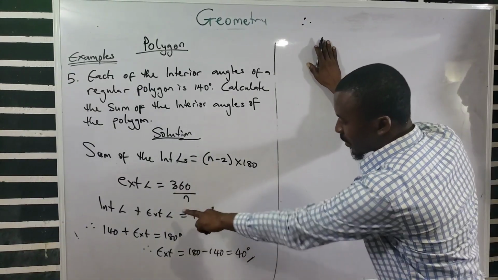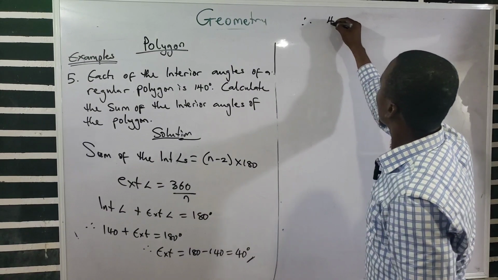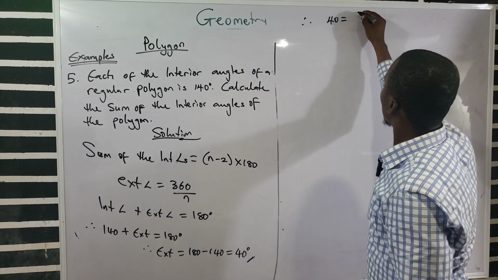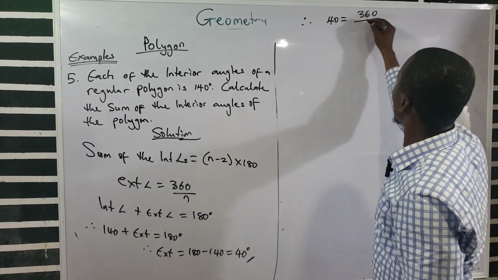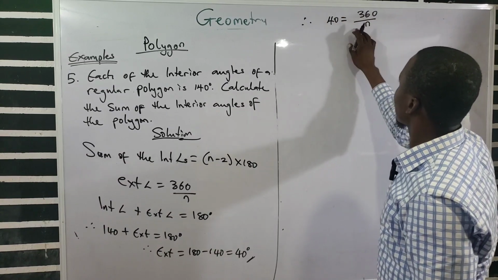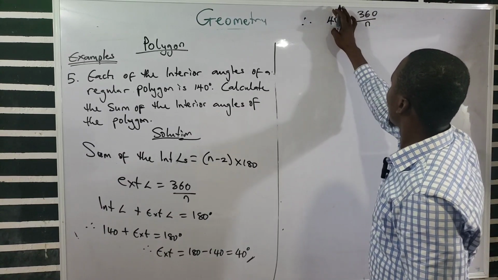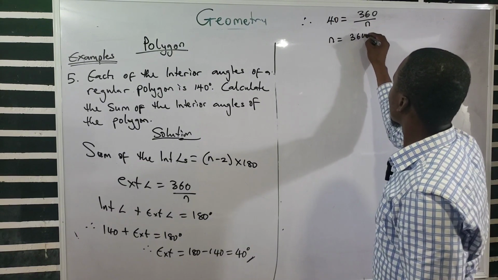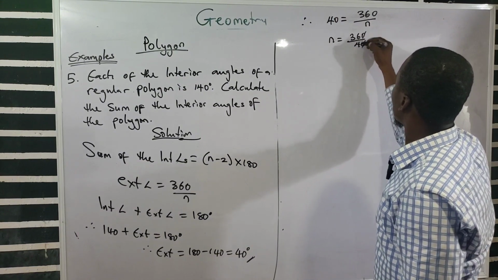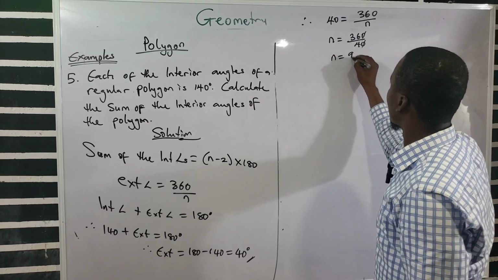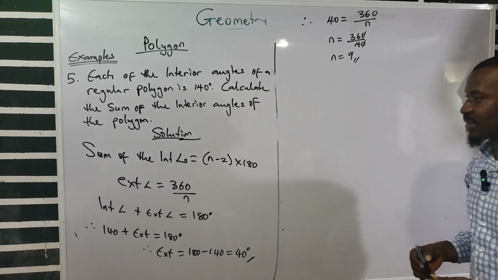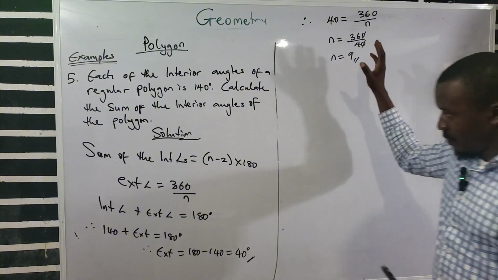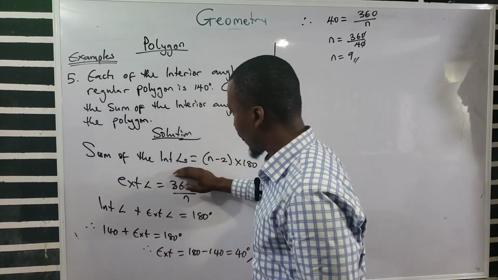Therefore, that will give us 40 equals 360 degrees over n. Cross and multiply. So this one goes over here, this one comes down here. You now have that n equals 360 over 40. This and this will go, n equals 9. So we have gotten the number of sides. So we are going to use the number of sides to solve for the what?